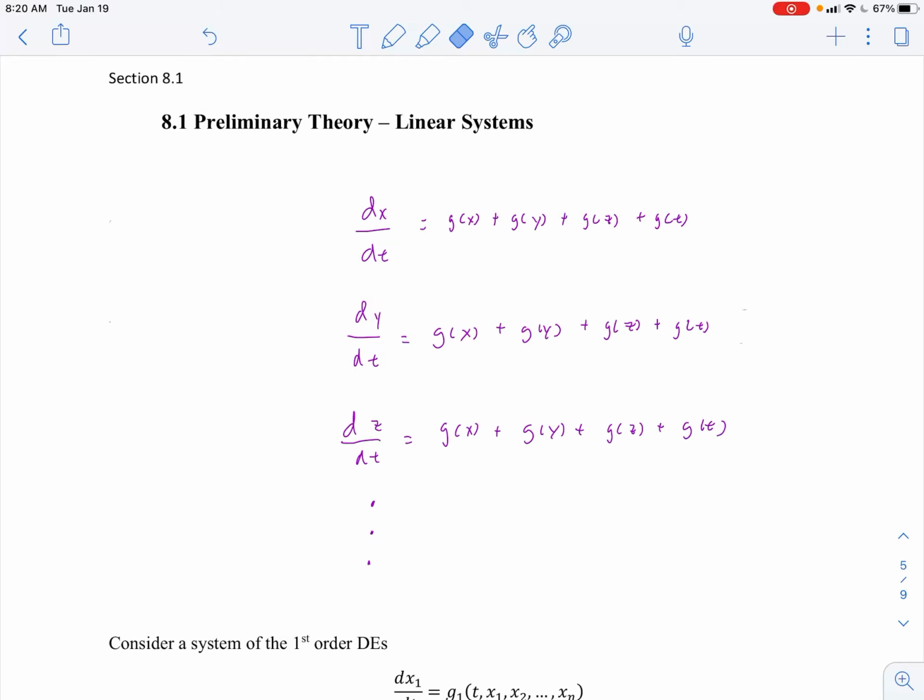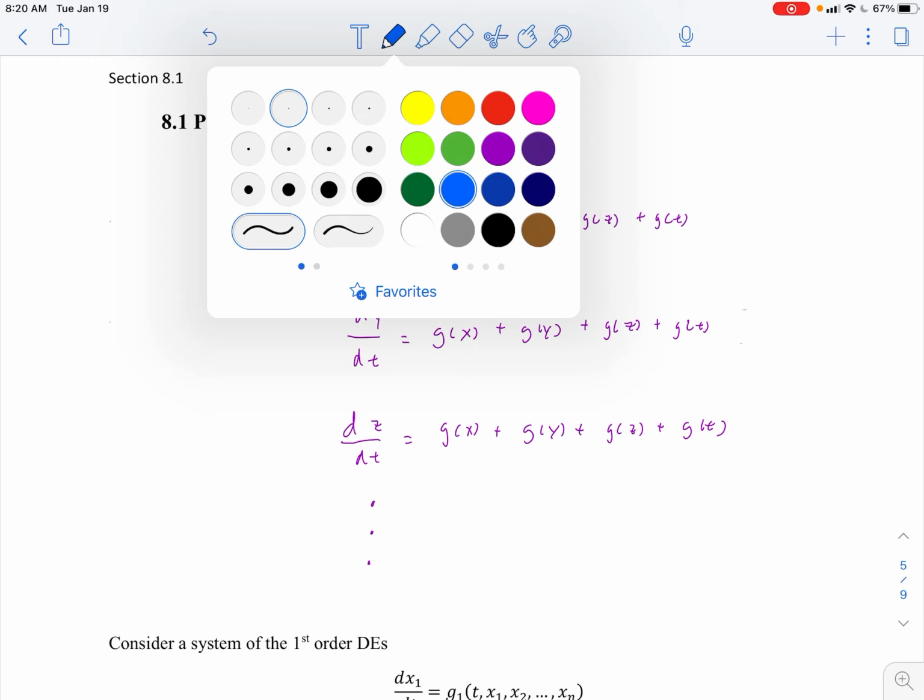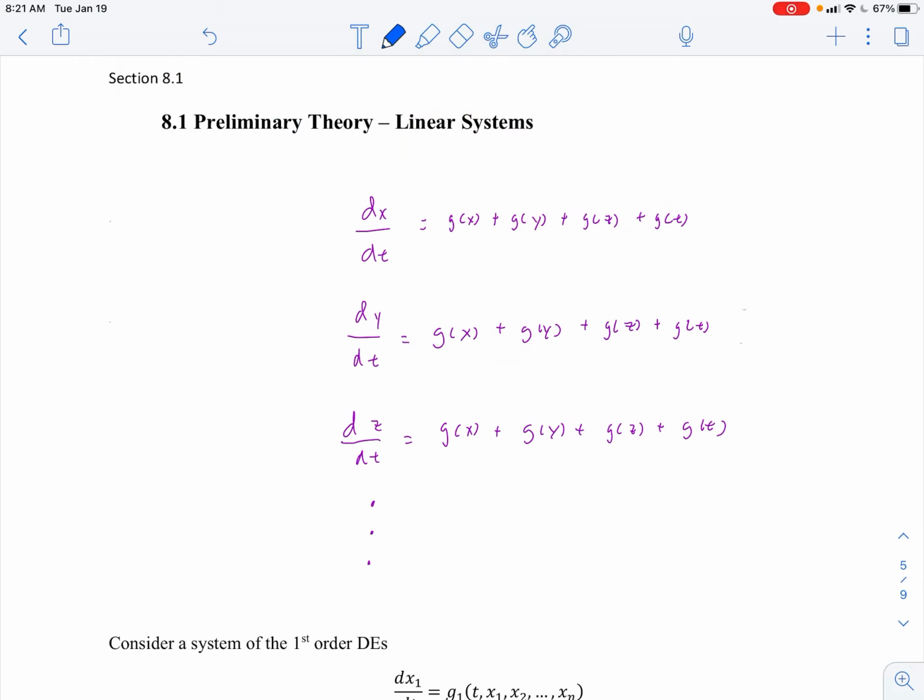Alright, so the first four videos were just a matrix review. Now we're going to continue on actually applying this to differential equations.